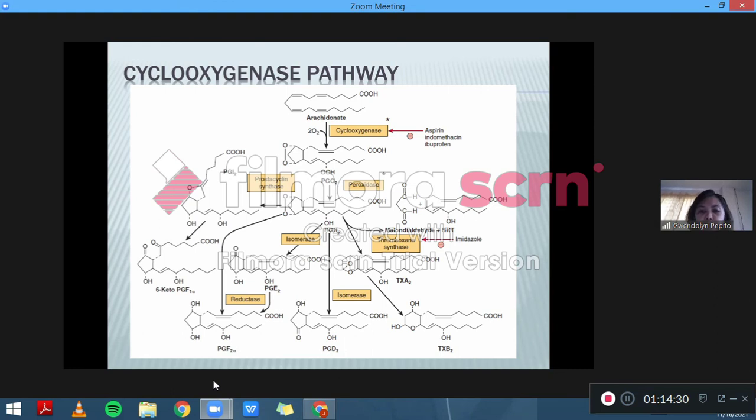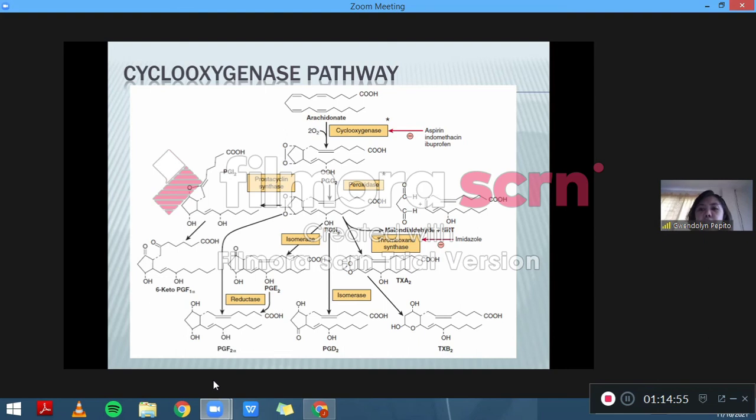Were you able to take the coxibs, right? Celecoxib, etoricoxib. They are anti-inflammatory, so they halt or prevent the formation of inflammatory mediators through the cyclooxygenase pathway, right?